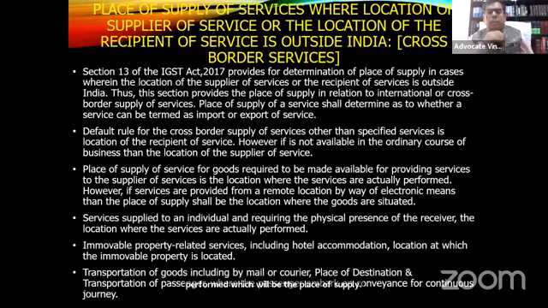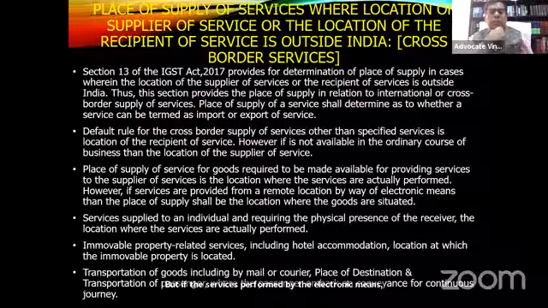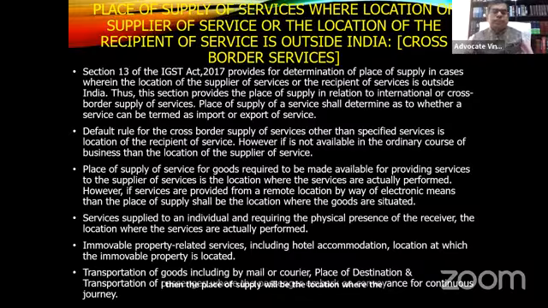But if the service is performed by electronic means, then the place of supply will be the location where the goods are actually situated. Similarly, in case of an individual service, where the physical presence of the receiver is mandatory, the place where it is actually performed will be the place of supply.